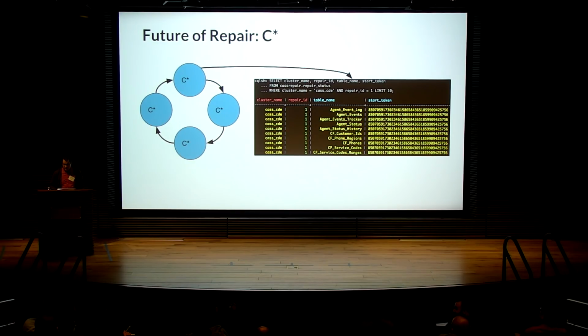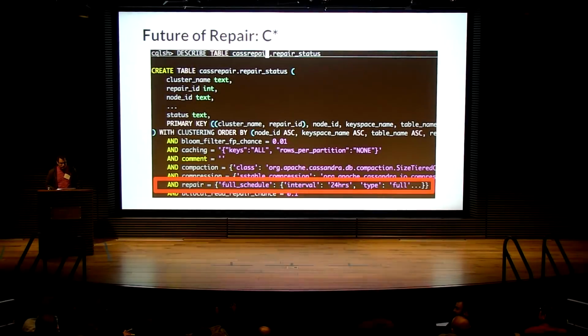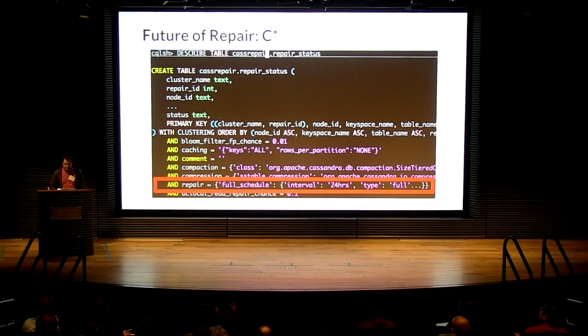Just to give you a taste of what that might look like, you can imagine an option on a table, just like compaction. So you say, with this table, I'd like full repair to happen with a minimum wait time of 24 hours. So it's not saying schedule it Tuesday at 2, it's saying run it continuously, but wait 24 hours between repairs. Or you could pick whatever interval makes sense for your repair rate.